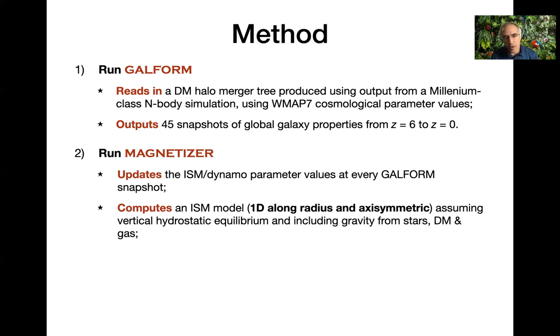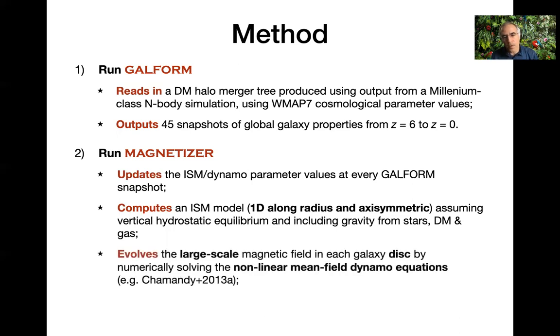Once we have this ISM model, it takes in these parameters from GALFORM and adjusts the model at each time step that it runs into one of these GALFORM snapshots. And it evolves the large-scale magnetic field by running a mean field dynamo simulation for each galaxy. Each galaxy is on a different processor, so it's an embarrassingly parallel process, and each galaxy takes on average 10 seconds to compute. These are fully nonlinear equations, so we do have a feedback from the magnetic field, which acts on the turbulence. That theory is built into our model.